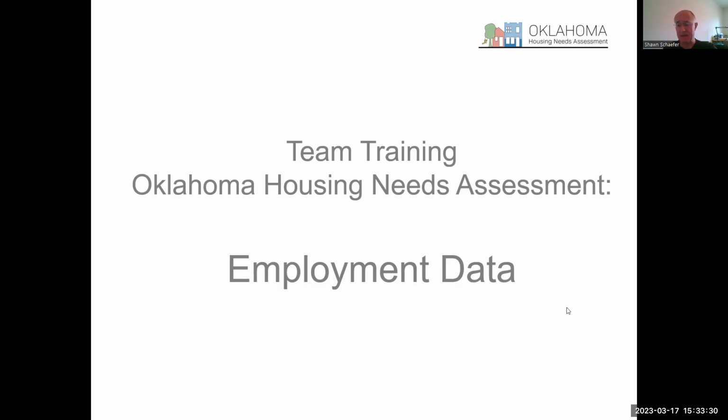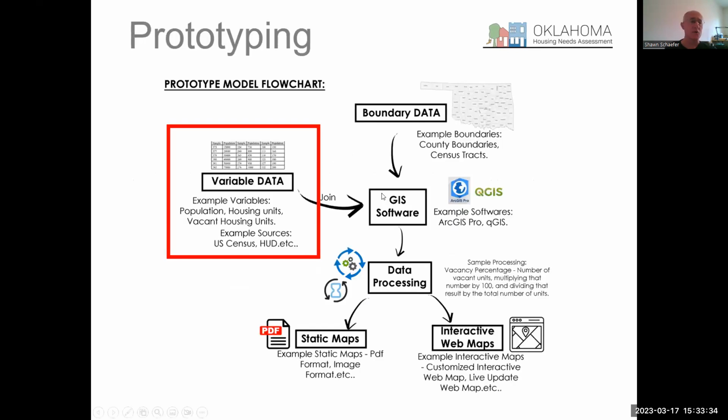It's part of our prototyping model flowchart. This is in the category of variable data. And we're going to be looking at primarily census data here, but also some data from the Bureau of Labor Statistics. So I'm going to switch over to the internet here.